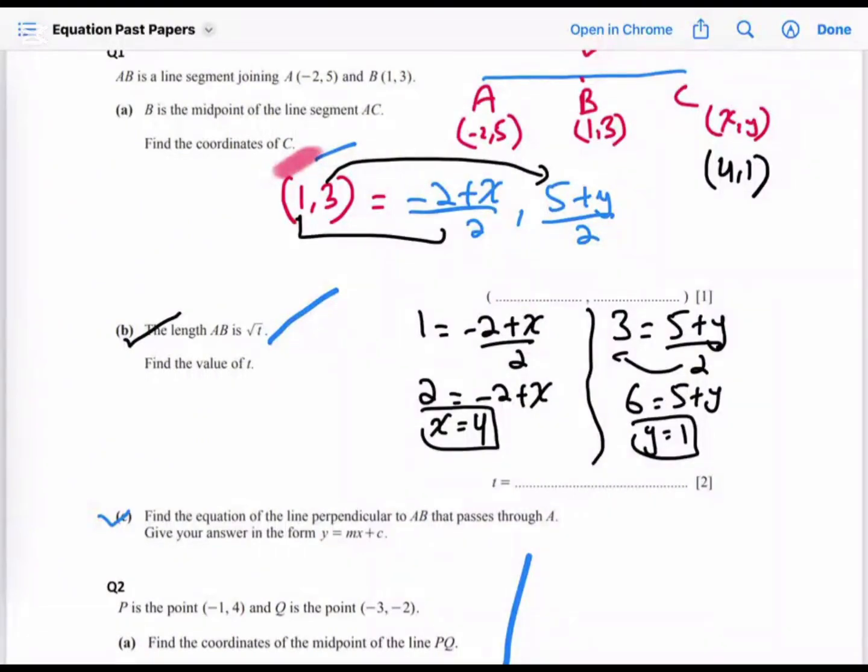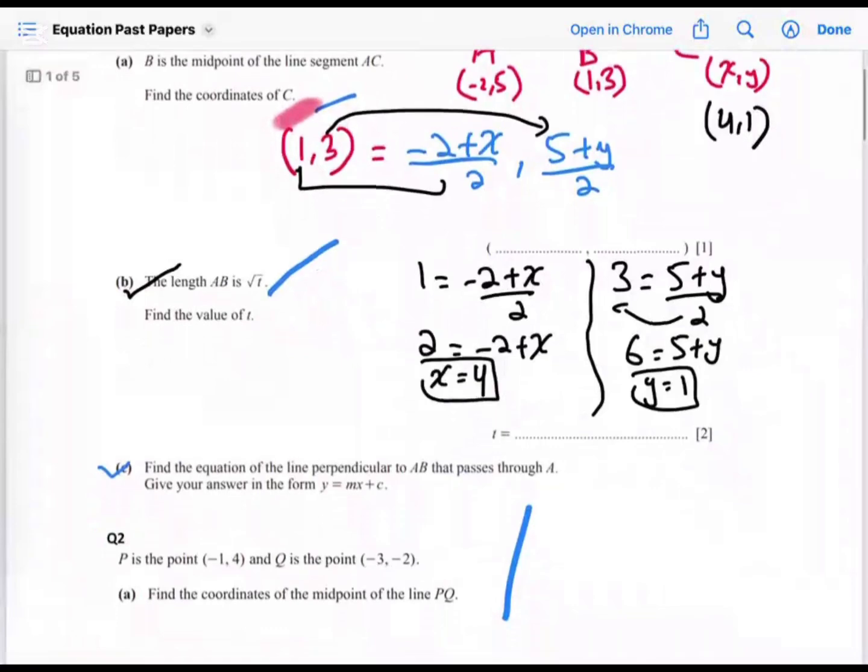Is the answer y equals 3 over 2x plus 8? So how did you solve this one? Can you please explain what you have done in the first step?